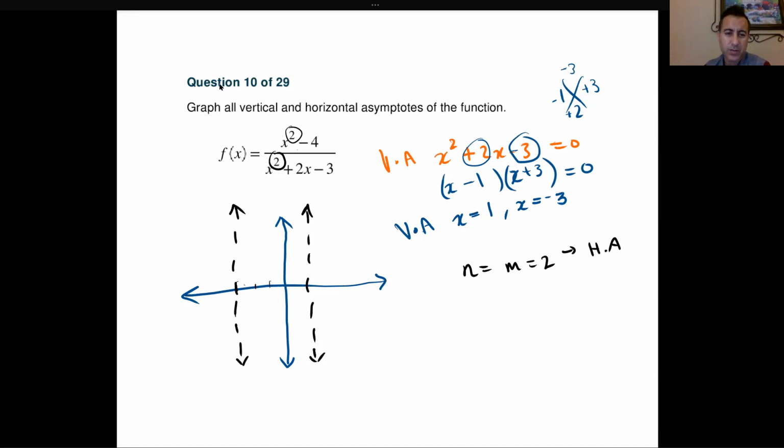And that will come from these front numbers. If there are no numbers there, then it's 1 and 1. So 1 x squared and 1 x squared, 1 divided by 1. Horizontal asymptote is y equal 1. All right. So we go to 1.